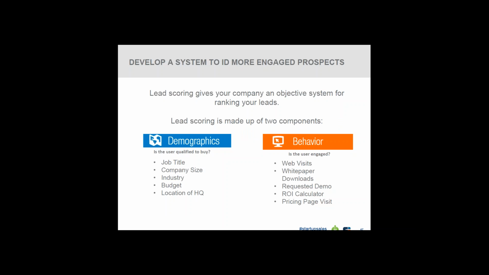So one way of doing this is to utilize lead scoring. Lead scoring basically gives your company an objective way of ranking all of the leads. And it's really made up of two components.